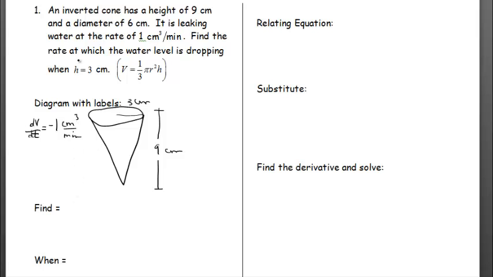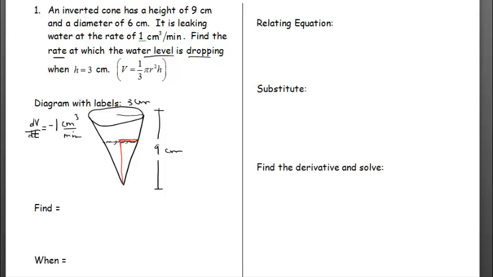All right, we're supposed to find the rate at which the water level is dropping. So there's some water in here. I don't know how much is in here, but it's leaking. And the surface of the water has a radius, and it also has some height.